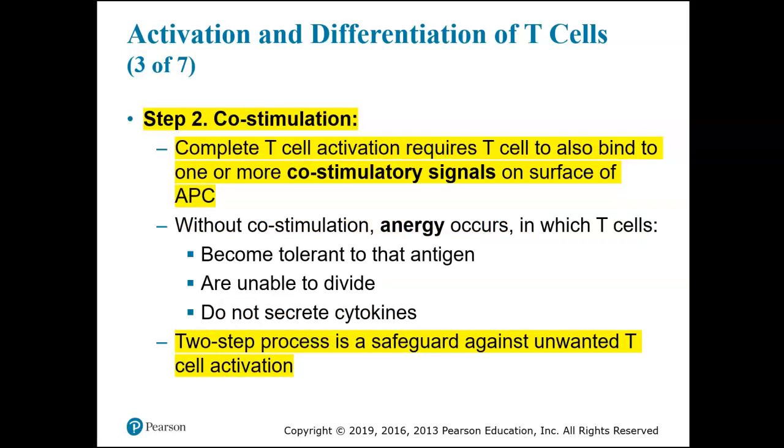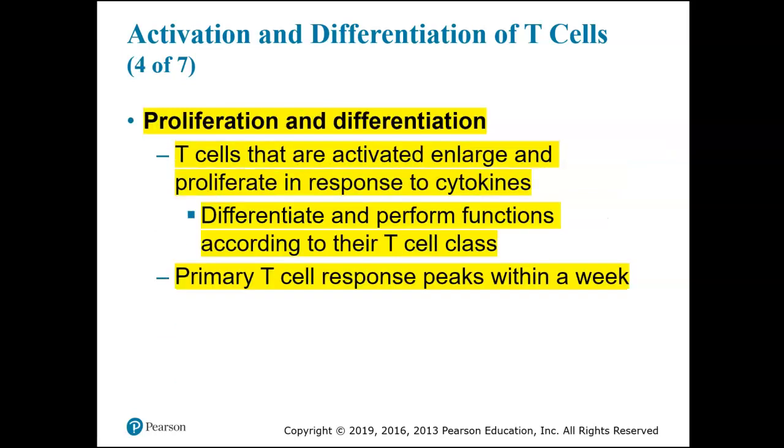Then there's co-stimulation. Complete T cell activation requires the T cell to also bind to one or more co-stimulatory signals on the surface of the APC. So this two-step process ensures that there's not T cell activation when we don't want T cells to be activated. We want our immune system to work, but we don't want our immune system to go crazy when there's no reason.